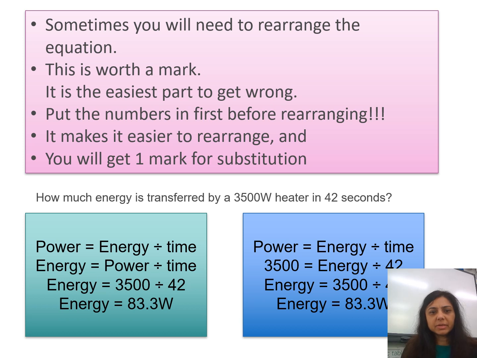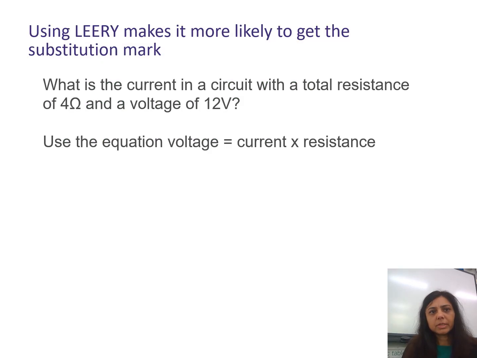I've been given power and I've been given time. So if I know the equation, power is energy over time. However, because I need to calculate energy, I need to make that my subject. So I'm going to rearrange it. In order to do that, if you divide both sides by power, you will get power on this side, and then put in the values to get the answer. Using LEERY makes it more likely to get substitution marks.